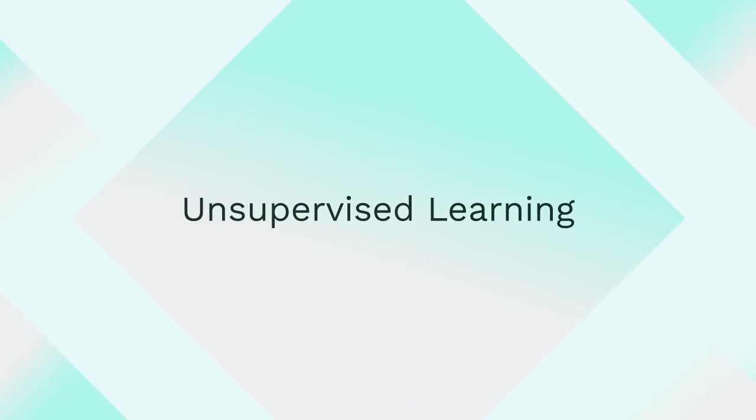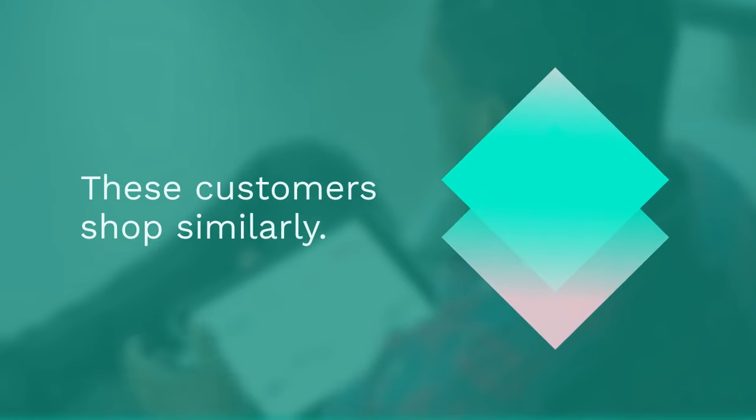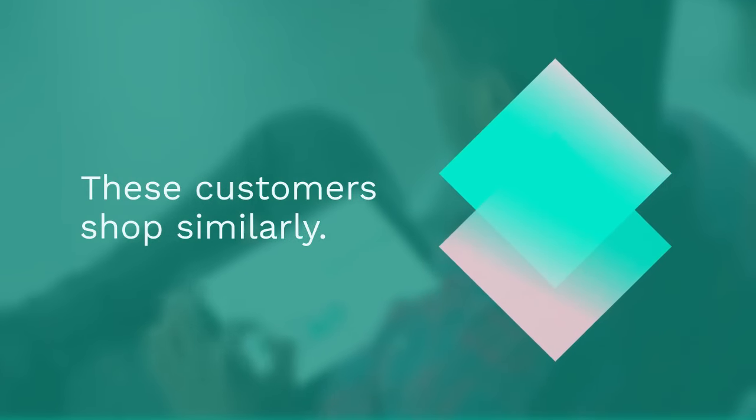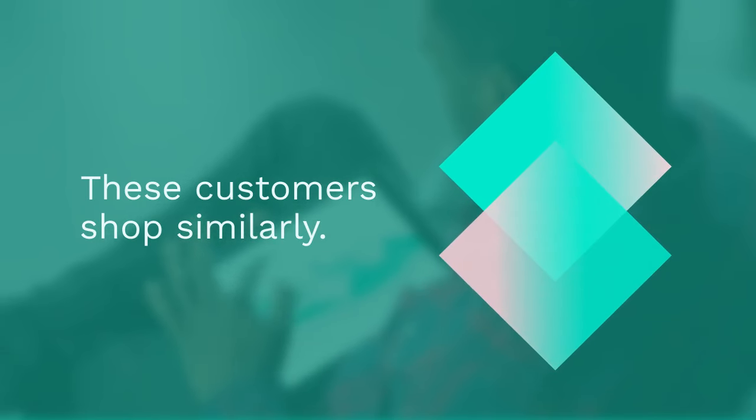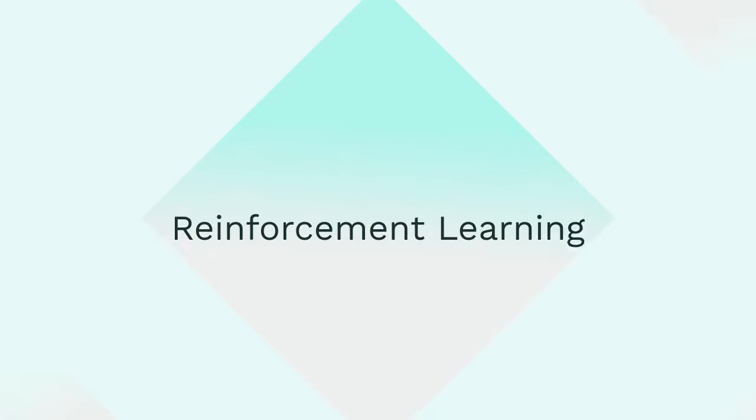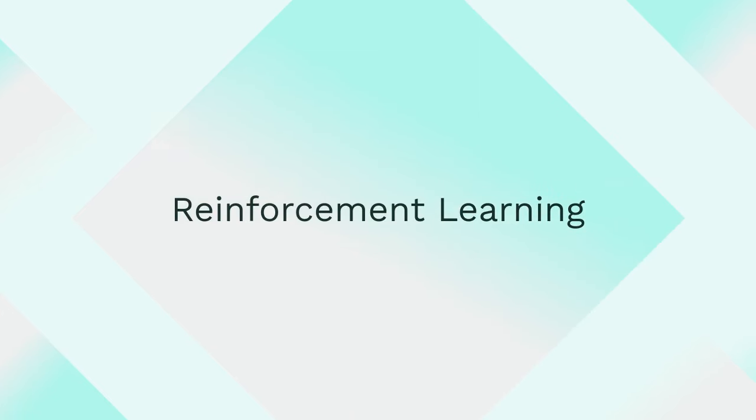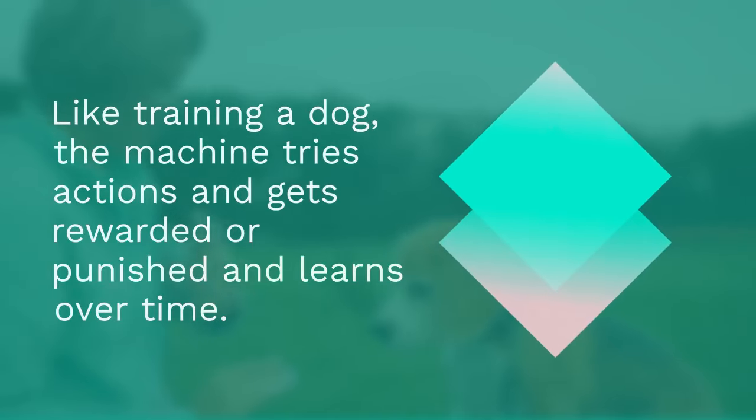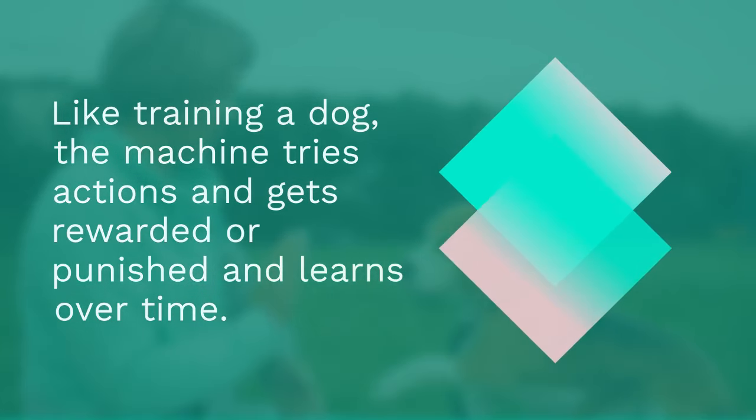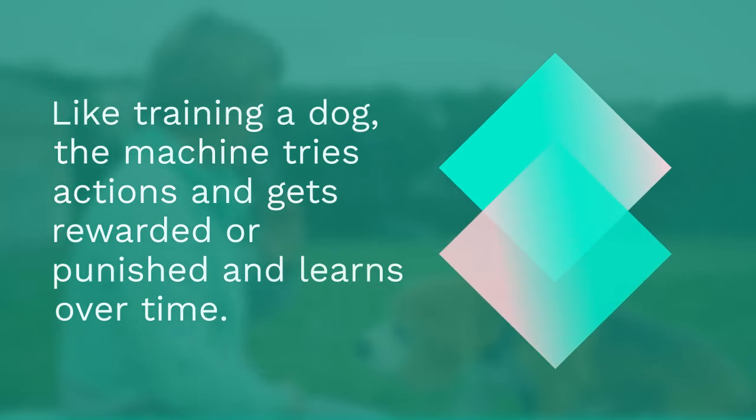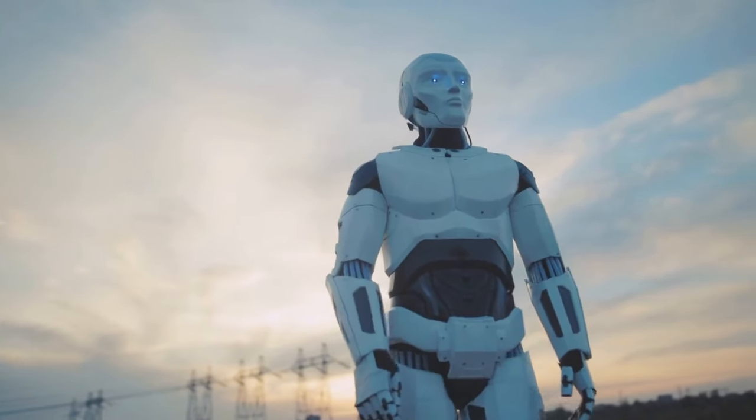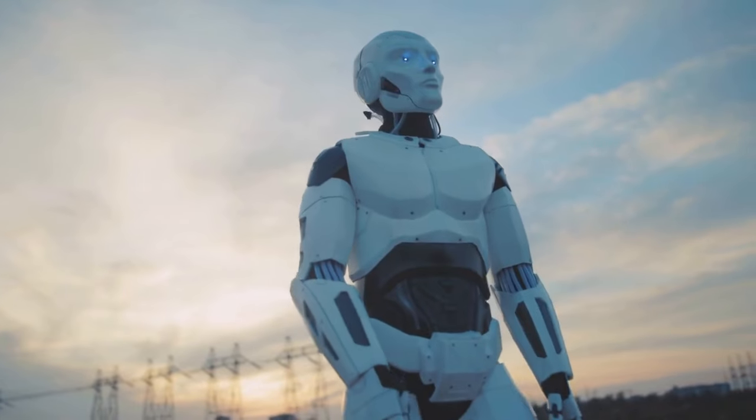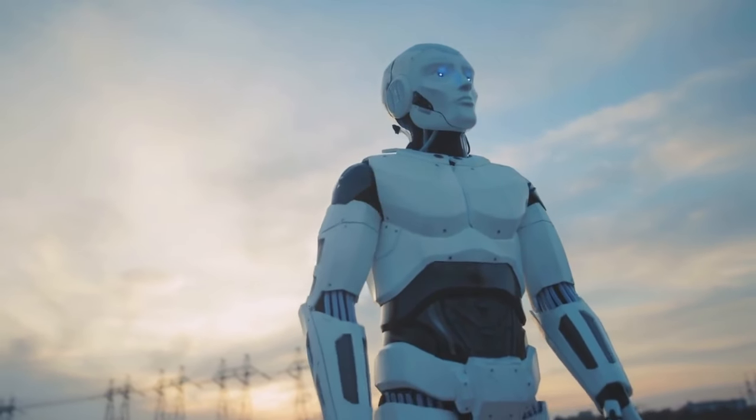The second one is unsupervised learning. You just give input, no answers. The machine groups things on its own. Like these customers shop similarly, things like that. The other type of machine learning is reinforcement learning. Like training a dog, the machine tries actions and gets rewarded or punished and learns over time. Think robots learning to walk or AI beating humans in games like chess or Go.